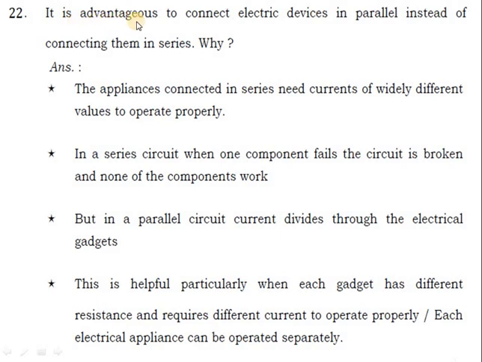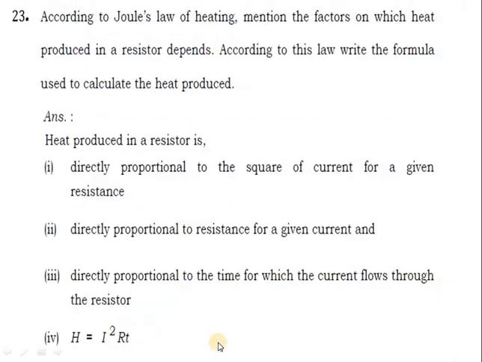22nd question, it is advantageous to connect electric devices in parallel instead of connecting them in series. Why? The appliances connected in series need currents of widely different values to operate properly. In a series circuit, when one component fails, the circuit is broken and none of the components work. These are the 2 limitations of series combination. But in parallel circuit, current divides through the electric gadgets. This is helpful particularly when each gadget has different resistance and requires different current to operate properly. Each electrical appliance can be operated separately.